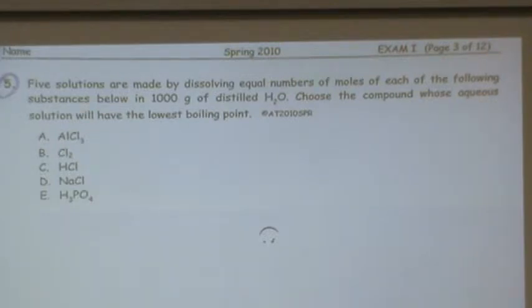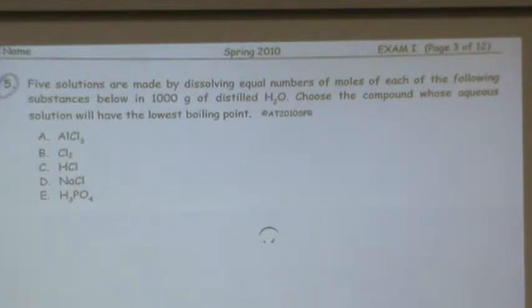So you have to be careful with these problems. Remember this very basic idea: the more particles you put into your liquid, the solvent, the more the boiling point increases and the more the melting point decreases. So the more particles, the higher the boiling point and the lower the freezing point. When you say lower freezing point, that means a higher absolute value from zero.